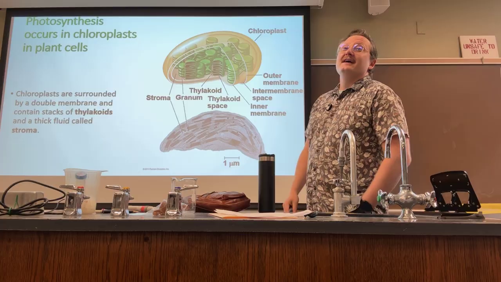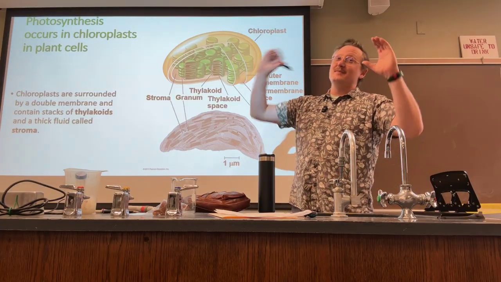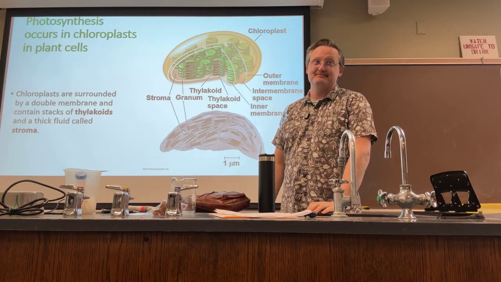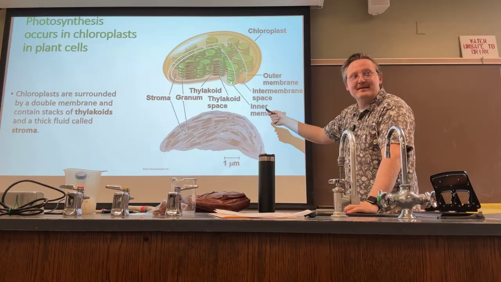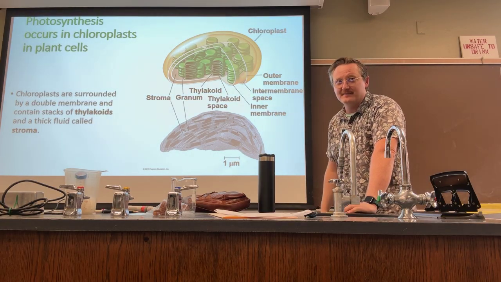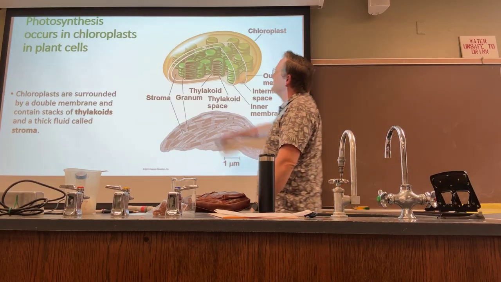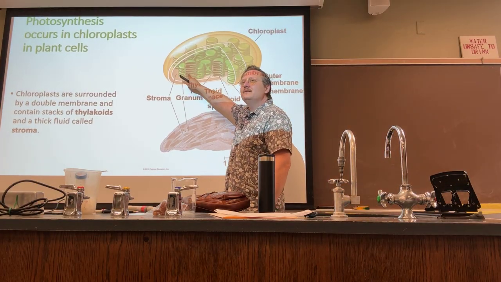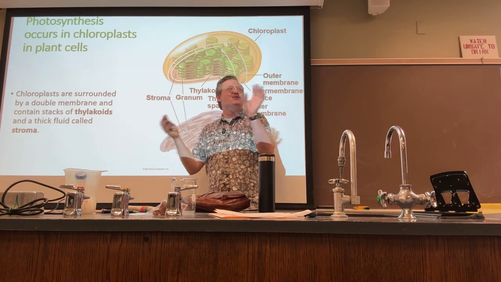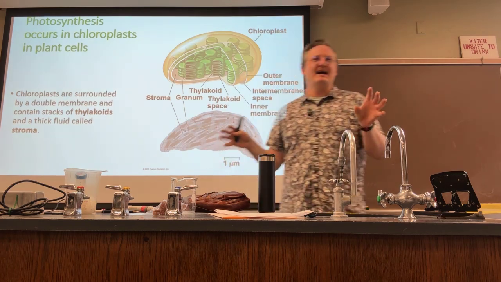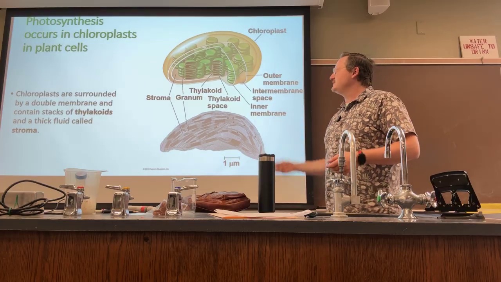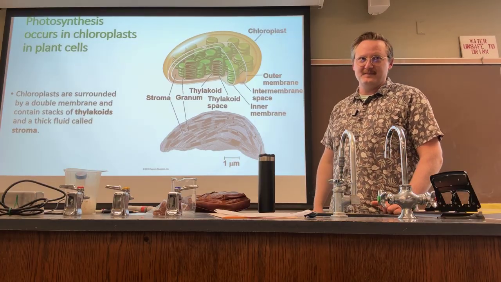Here's the fun thing. If you have more membranes, you have more chambers, and every chamber needs a name. So the outer membrane and the inner membrane, there's an intermembrane space between the two, just like in the mitochondria. But then there is a space between the thylakoid membrane and the inner membrane. And that is this thick, syrupy goo called the stroma. So the stroma is the chamber and the fluid in which the thylakoid membrane is suspended.